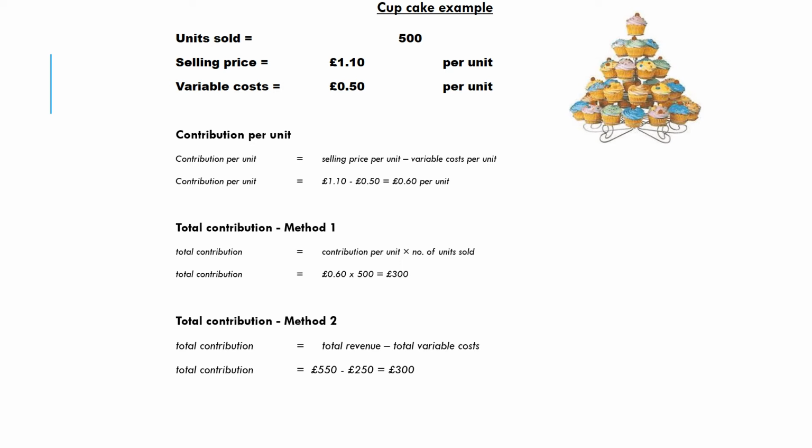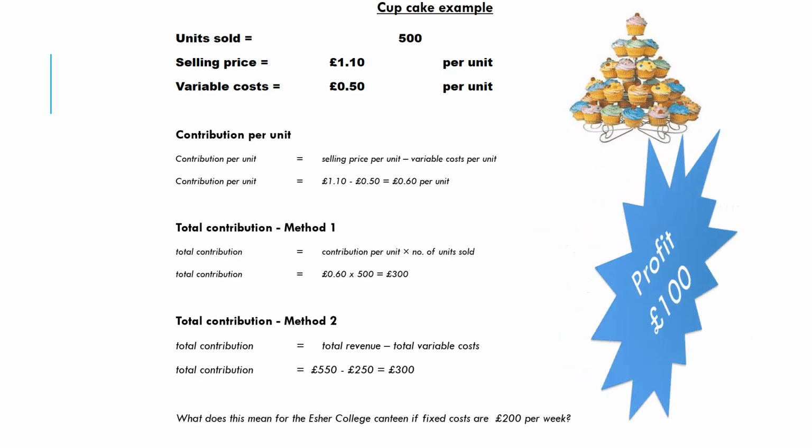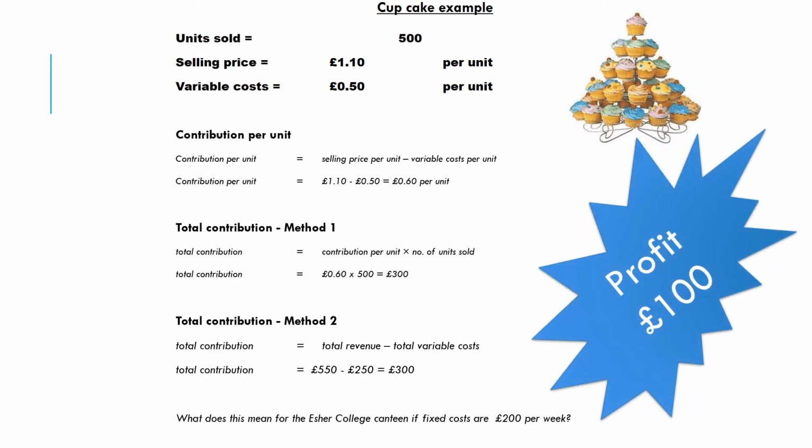So the college canteen has generated £300 towards covering the rest of the costs of the business, i.e. the fixed costs. So what would this mean for the college canteen if the fixed cost per week were actually £200? Well, they've generated £300 to cover the cost of £200. So can you work out what it would mean for the college? That's right. It would mean they would be making a profit, happy days, of £100.